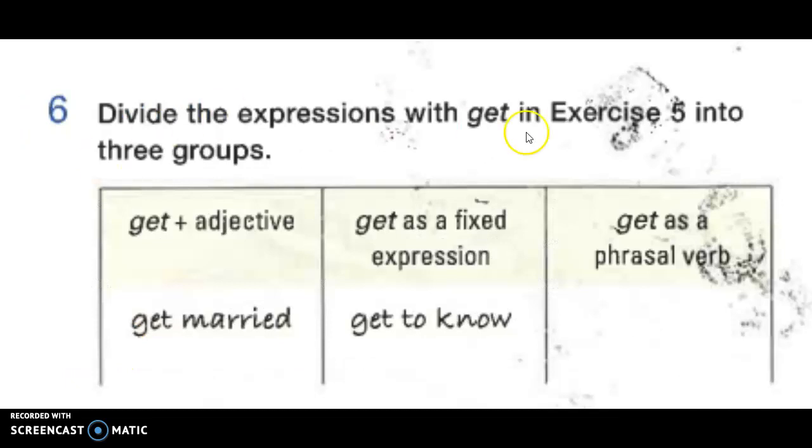You can then move on to focus on form. So in the book they choose to categorise the different expressions into 3 groups. Get plus adjective, like get married. Get as a fixed expression, so get to know someone. And then get as a phrasal verb, so that would be get used with another particle. So for example, to get over someone. So get plus the preposition over.